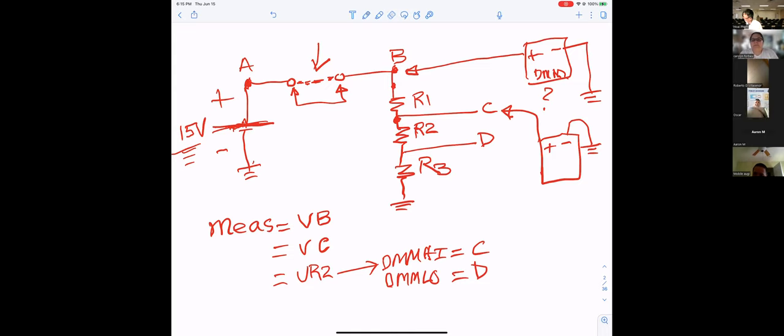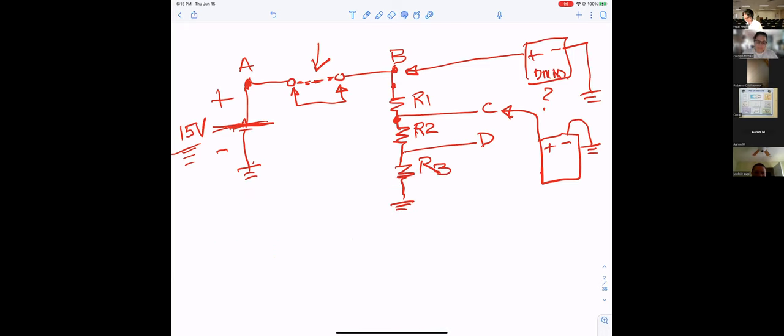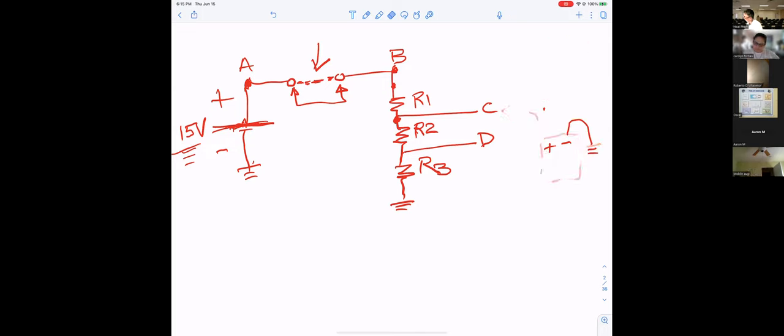Now, the last one for this part here. I want to measure the color.